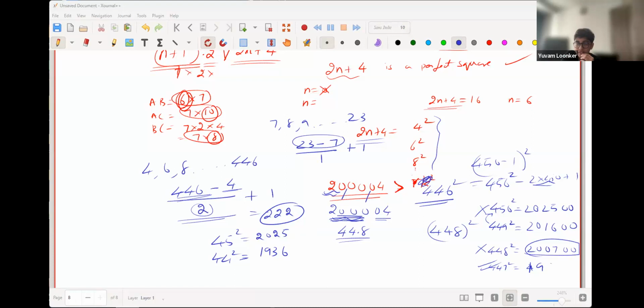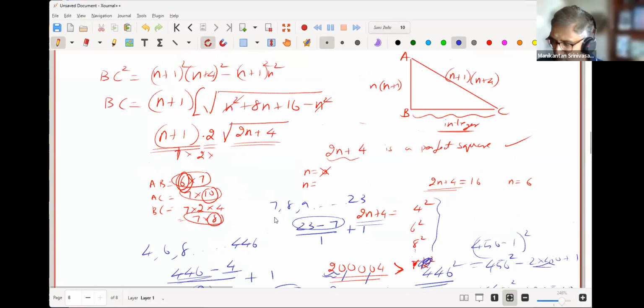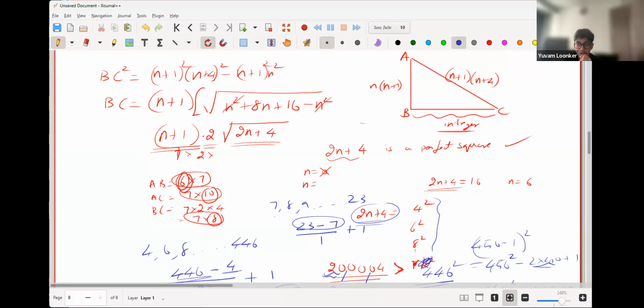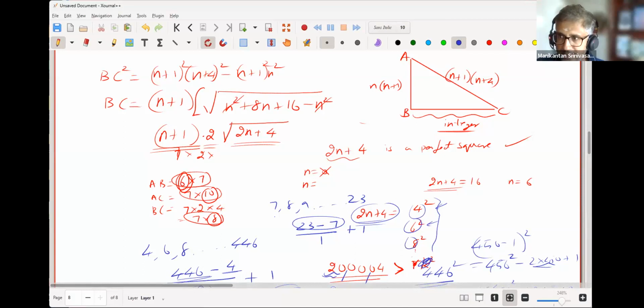Why did you subtract 4? Because the first number was 4 square, right? The first n for which 2n plus 4 is a perfect square is n equal to 4. 4 square would have worked because 2 square would be n equal to 0, and that won't be any triangle at all. So 4 square, 6 square. So I need to count 4, 6, 8 all the way till 446.